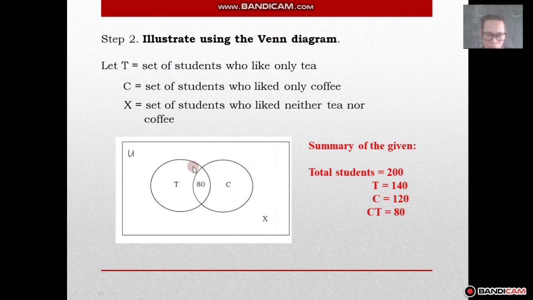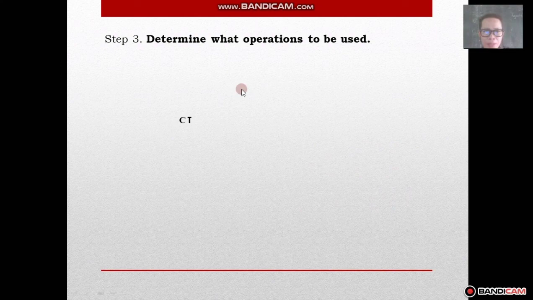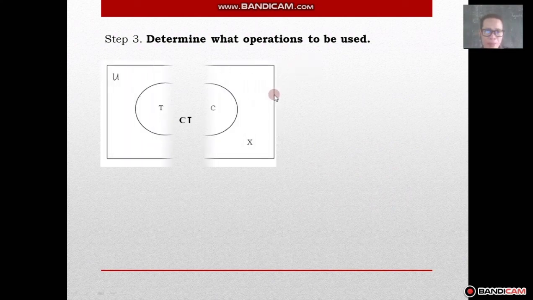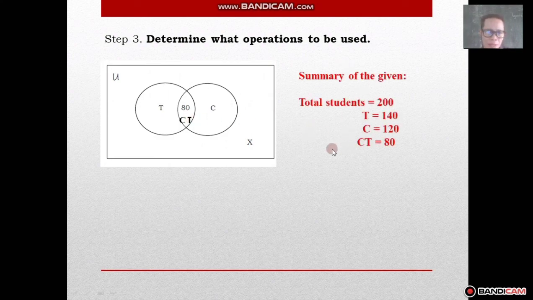Again, this circle is represented by T, and this circle is represented by C. This variable represents those students who do not like both. And this region here represents the intersection of both sets. Meaning, there are 80 out of 200 students who like both tea and coffee. So, determine what operations to be used. This is the summary of the given.